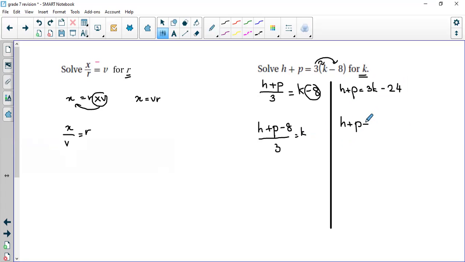Here, plus 24 equals 3k. Now here I have made a small mistake. When I moved the negative 8 to the other side, I forgot to change it to a positive. It should be positive 8.